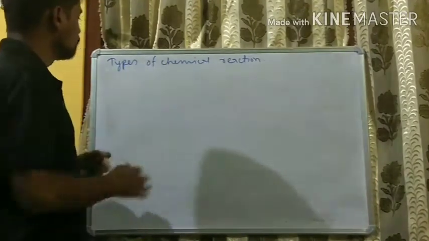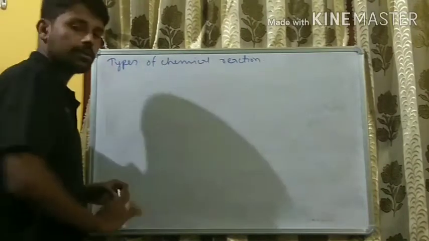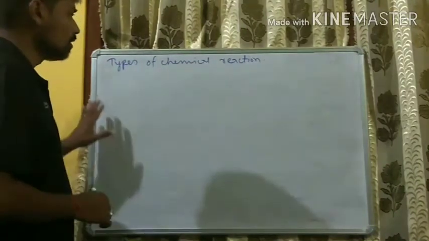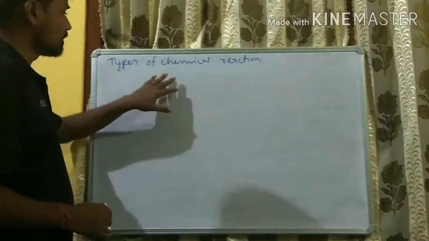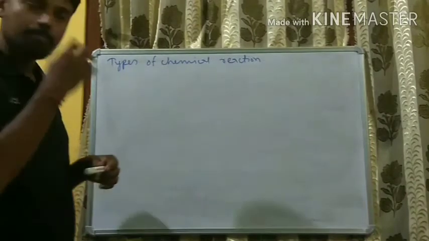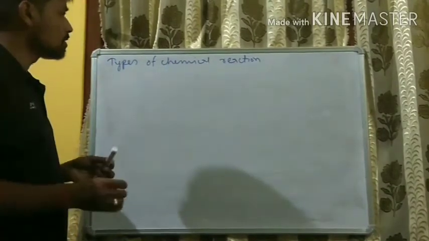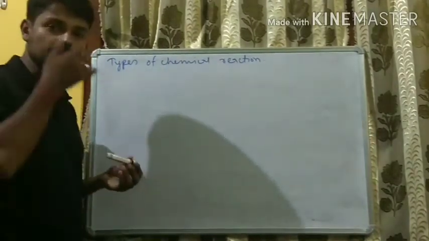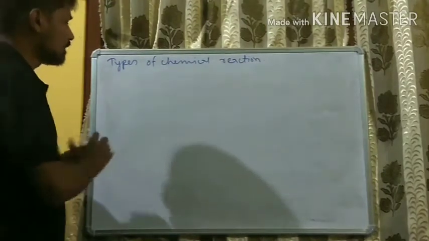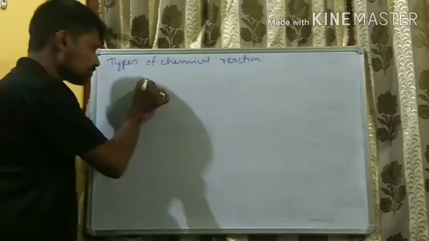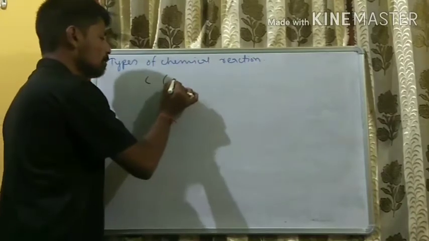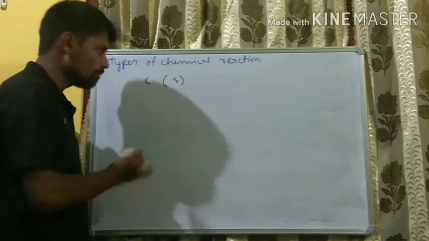In this video, we will be discussing different types of chemical reactions. Before discussing the types of chemical reactions, let us see some symbols which are used in a chemical equation. For this, let us write a reaction of combustion of coal, or burning of coal.